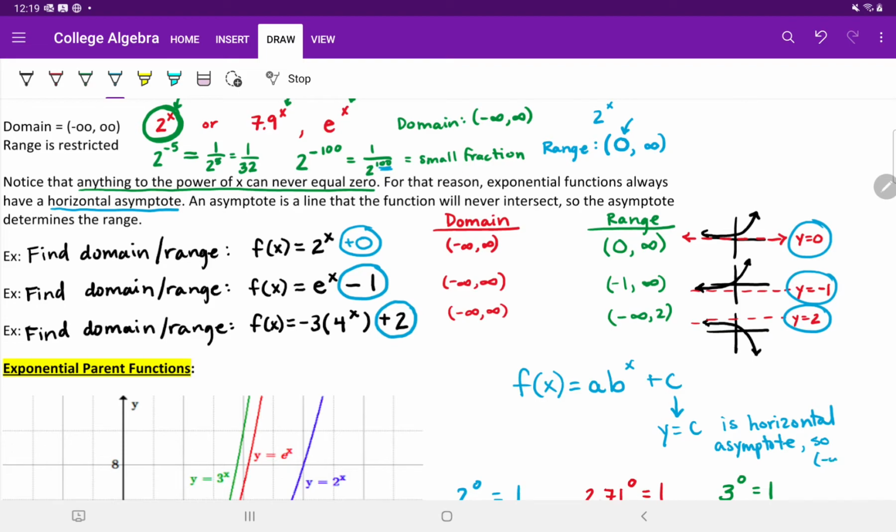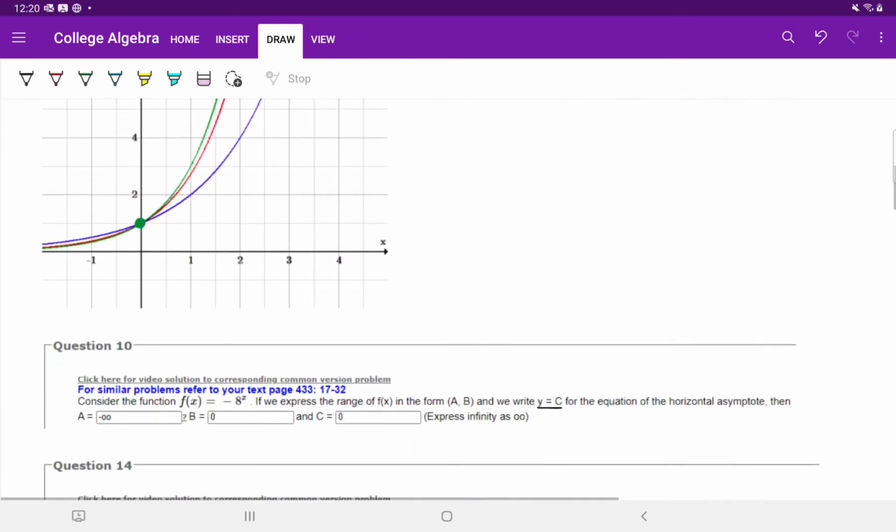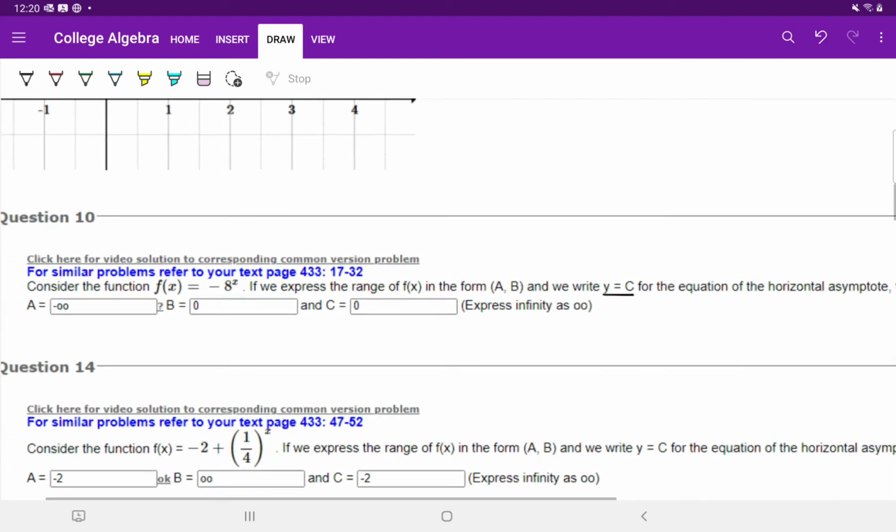So your range would either be -infinity to c or from c to +infinity, depending on whether you're dealing with a positive exponential function or a negative exponential function. So if a is positive, you'll get this model. Oh, nope, I did that backwards. If a is negative, you'll get this model, and if a is positive, you'll get this model. So just a few patterns to show you. You can figure all of this out kind of the long way, but I like shortcuts. I think they'll save you some time. So let's use some of those shortcuts and dive right back into question 10.